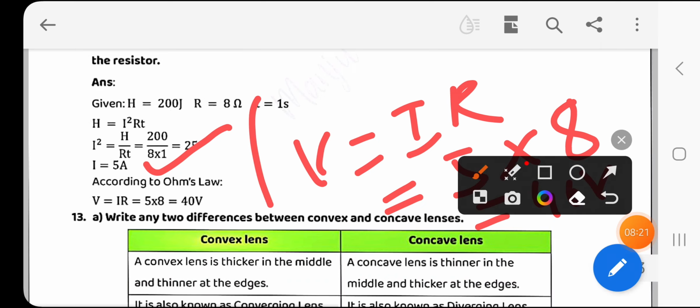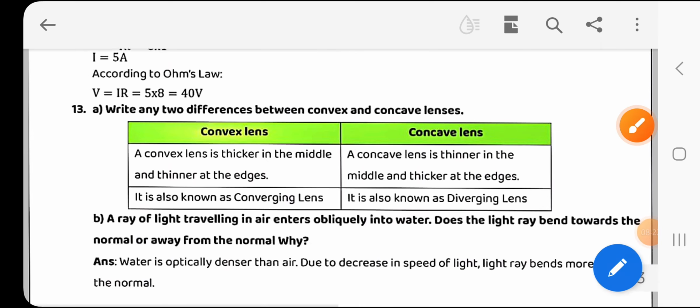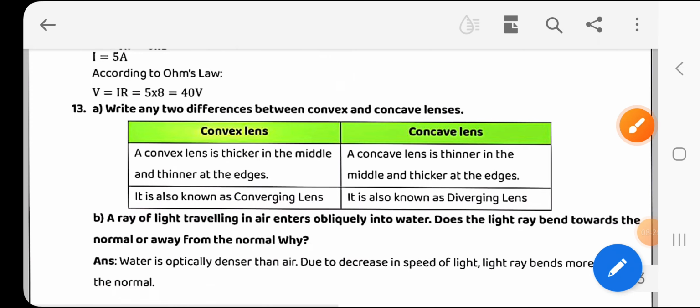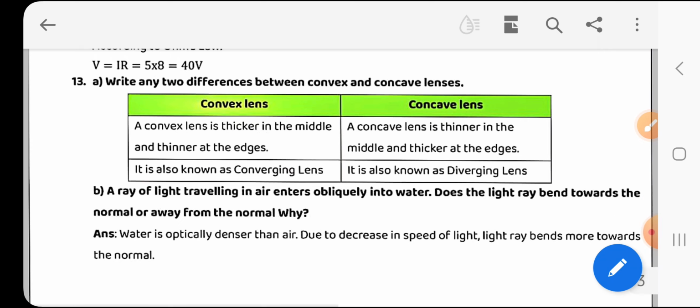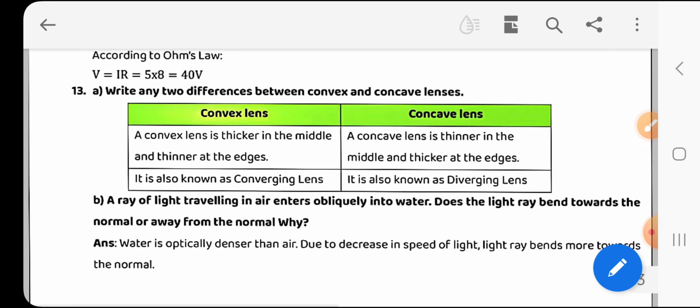So next question. Write any two differences between convex and concave lenses. We know convex lens is thicker in the middle and thinner at the edges. Concave lens is thinner in the middle and thicker at the edges. Convex lens is also known as converging lens. Concave lens is also known as diverging lens.